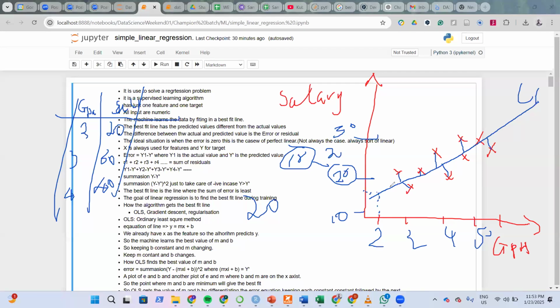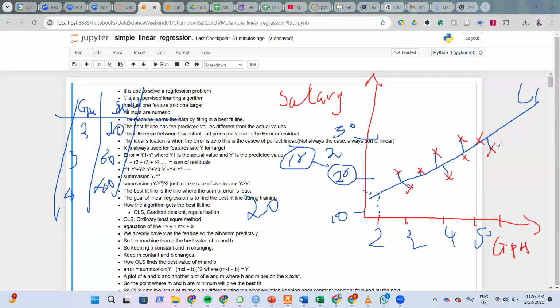So when it finally gets the line of best fit, it takes the values from the x-axis, matches the line of best fit, and then reads the corresponding value on the y-axis. And the difference between the actual and the predicted is what we call the error, or residual. Now, it finds the line of best fit. The line of best fit will be the line where the residual is least. The sum of residual is this.